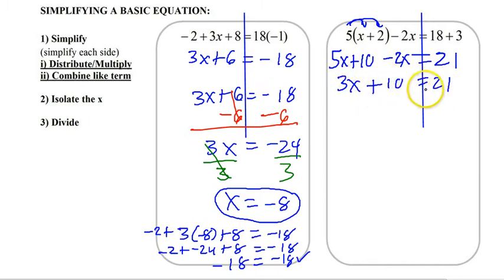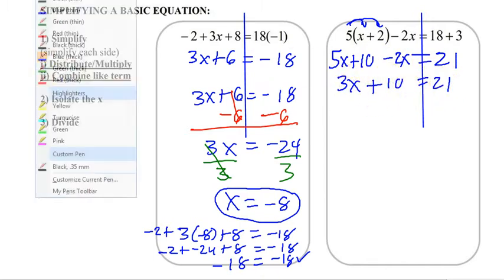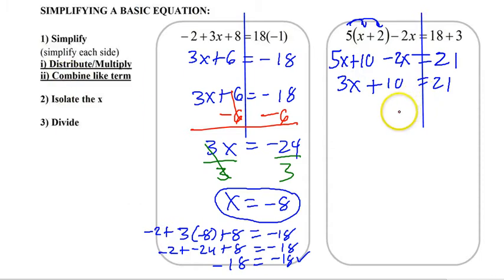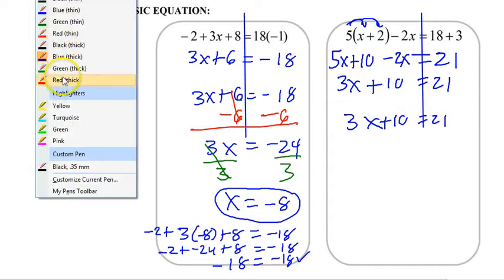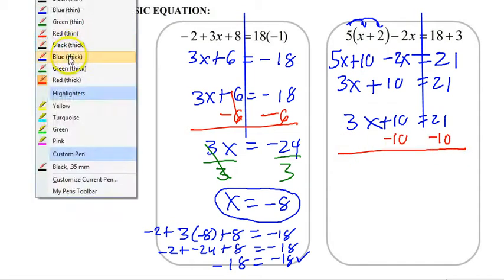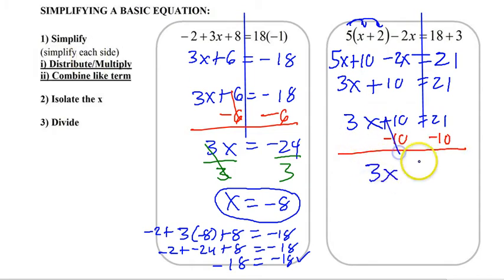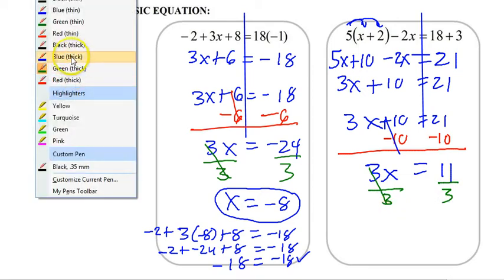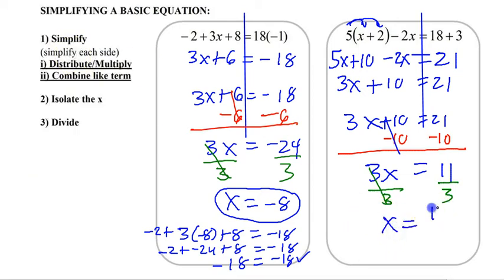And then there's the basic equation again. So now we can solve it. Let's rewrite it first. So we get 3x plus 10 equals 21. So we subtract 10. This gives us 3x equals 11. And then the last step is to divide. So x equals 11/3. And that is it.